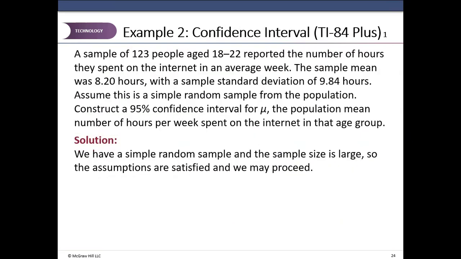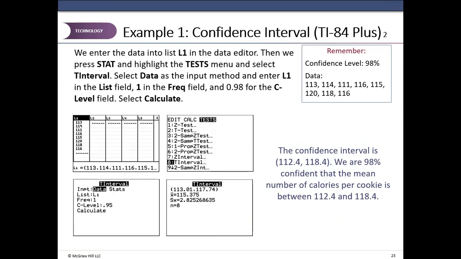You can say with 98% confidence that the actual population mean, they have the answer over here, is between 112.38 and 118.37. They have rounded these values, but I will leave it as 112.38 being the lower boundary and 118.37 the upper boundary of the 98% confidence interval.